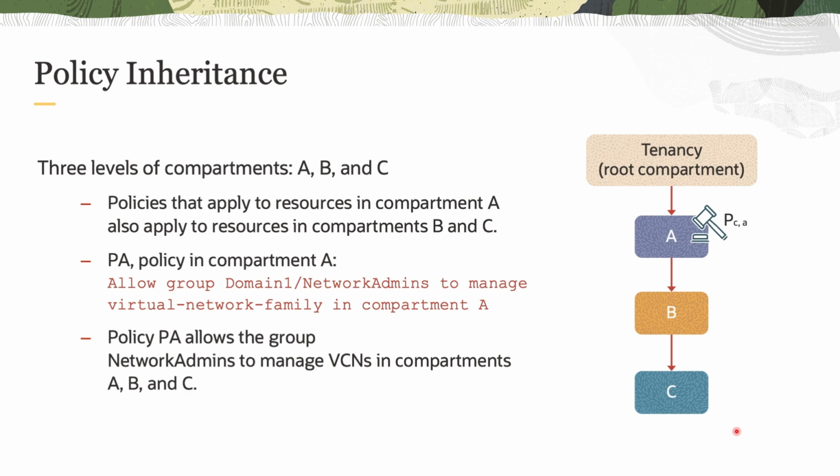So that was a quick example to understand policy inheritance, and you also got to know the reason why our admin group policy written for the tenancy or the root compartment can manage any resources in any of the compartments downstream from the root compartment. Now let's take a look at policy attachment.